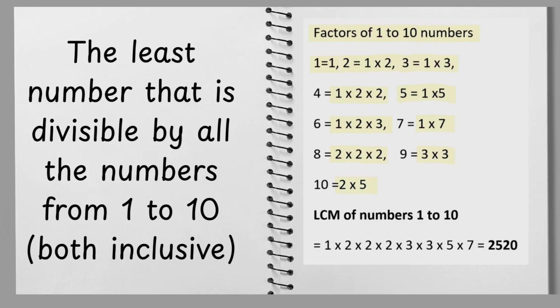2 into 5. Now for finding the LCM, what do we do? We write down each prime with the highest number of times it occurs. So you can see 2 is occurring a maximum of 3 times, 3 for 2 times, and 5 and 7 one time each. So we'll say that in this case, the LCM of these numbers, that is from 1 to 10, is the product of these, which is 2520.